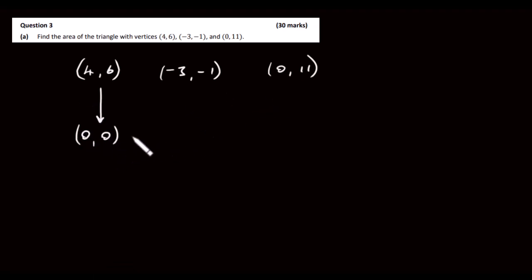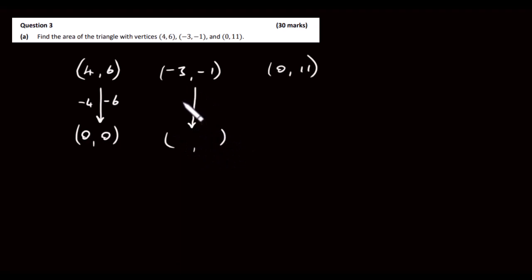The formula will only take 2 points, so we have 3 here with non-zero numbers, well, except for this one, of course, so we need one of the 3 points to be at the origin. So I'm going to bring this point here down to the origin. So how do I bring that down? I've got to subtract 4 and subtract 6. So you do exactly the same to these ones.